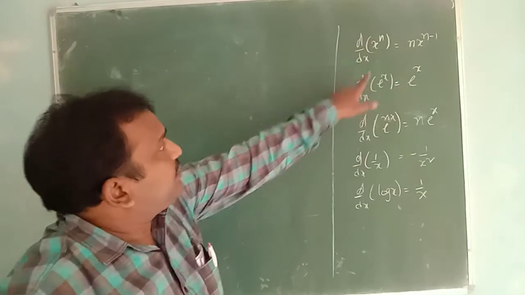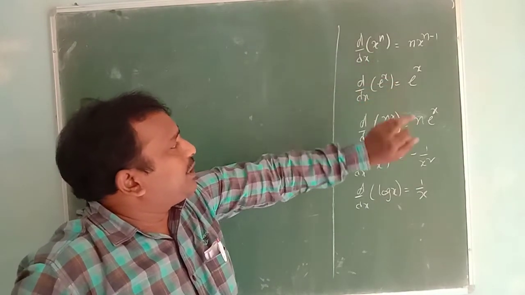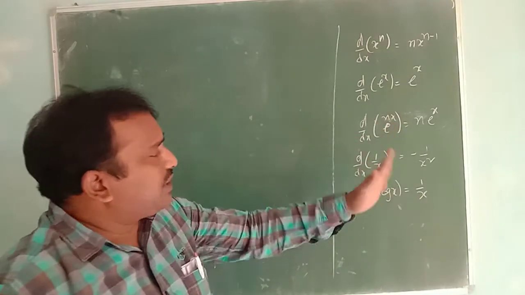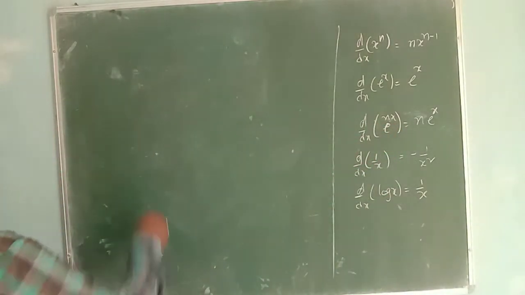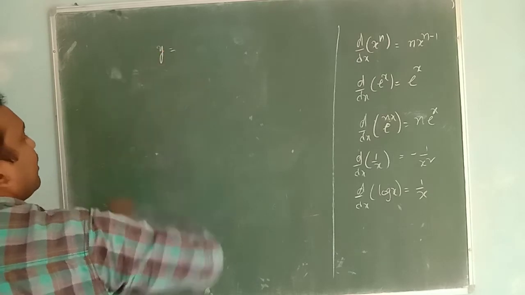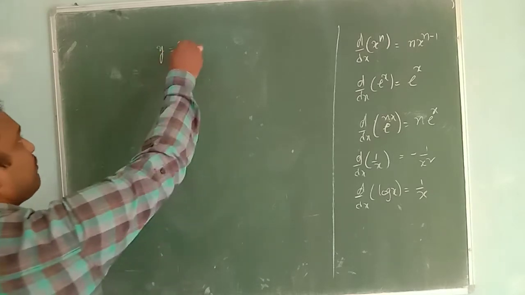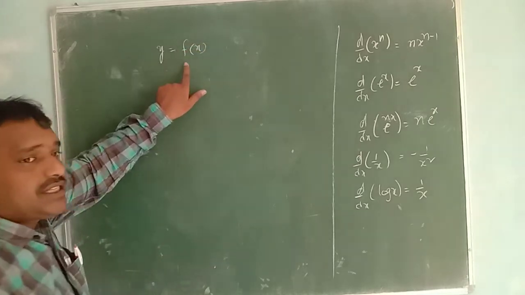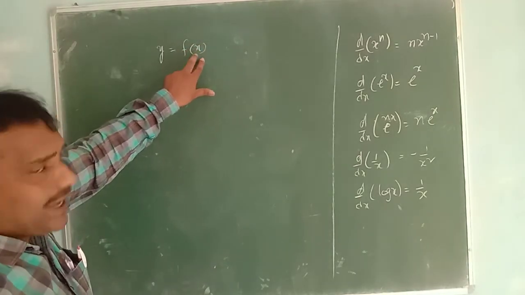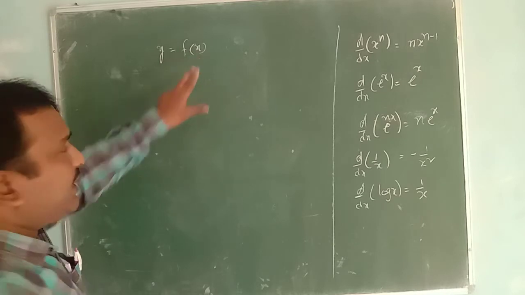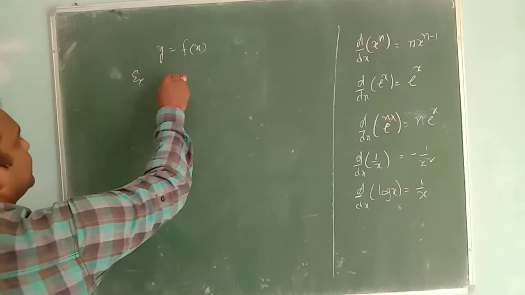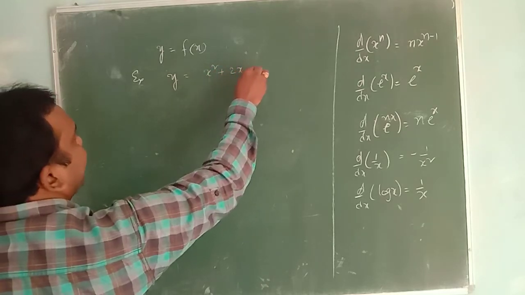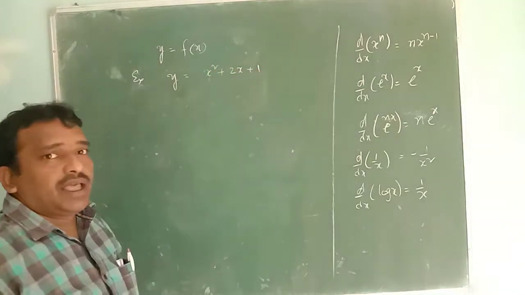Generally, these functions can be x power of n or e power of x or e power of nx or 1 by x, whatever it may be. Those functions can be represented by the y. Y is equals to f of x. So f of x means it is a function in x. For example, if you are taking y is equals to x square plus 2x plus 1, it is a function.